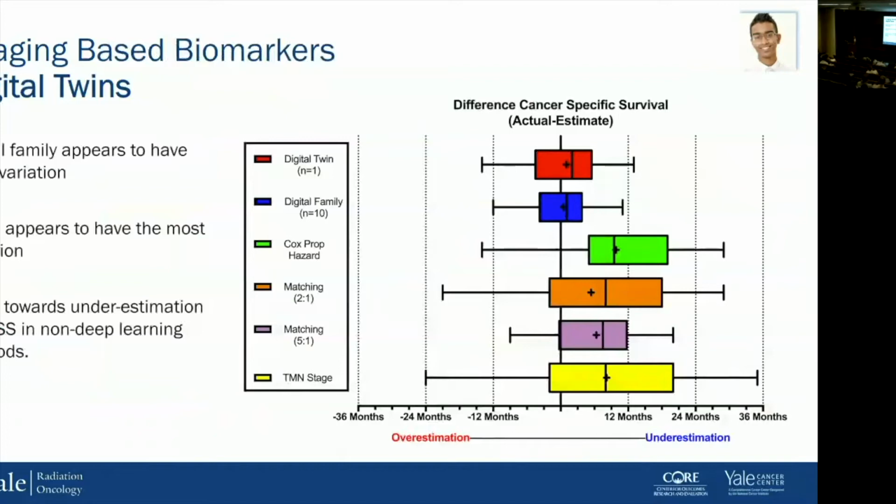And so what we can see is on the right is when we would underestimate how much their survival would be. And on the left is when we would overestimate. So we would basically be too optimistic. And what we found is that the digital twins, especially the digital family, are associated with a very good estimate of your actual prognosis versus the stage, which is actually pretty erratic.